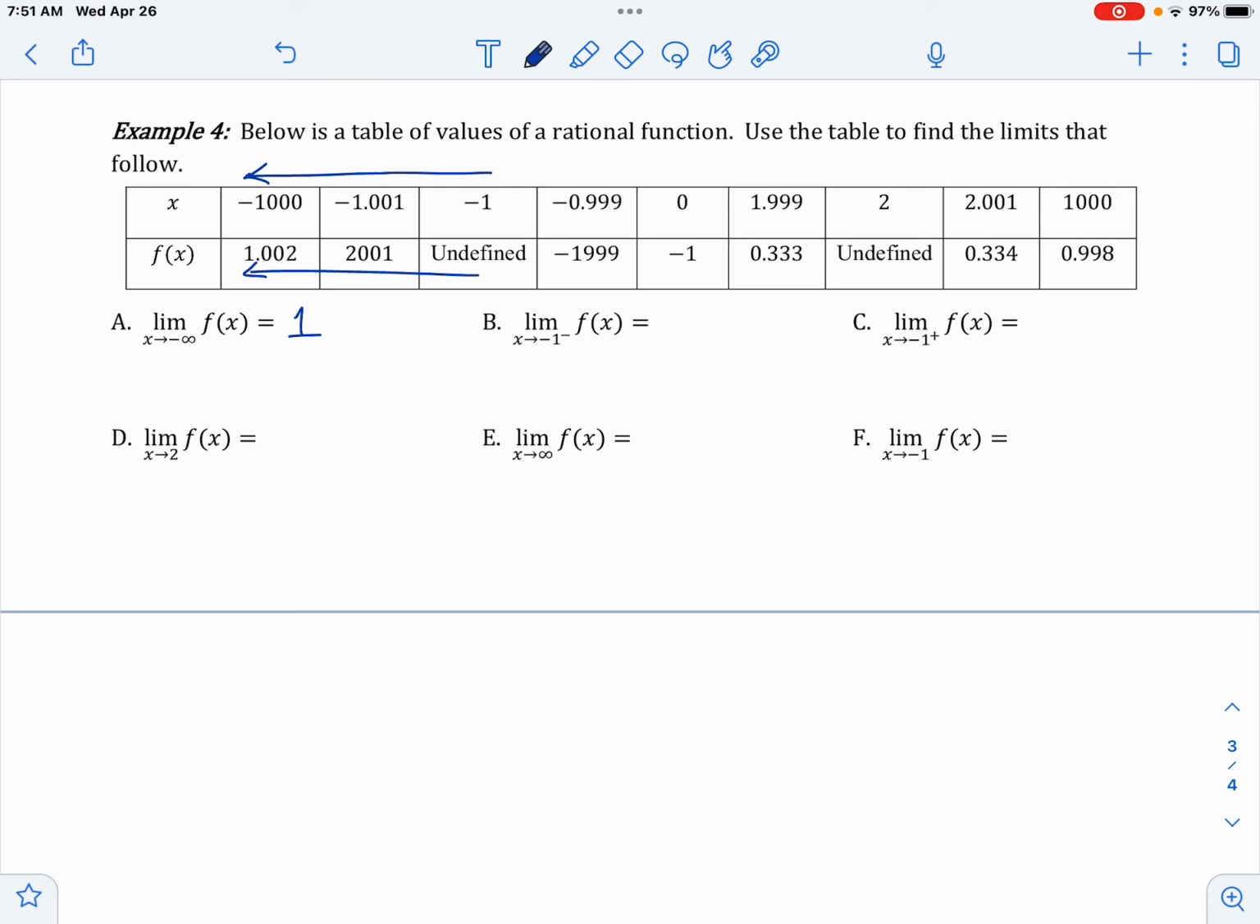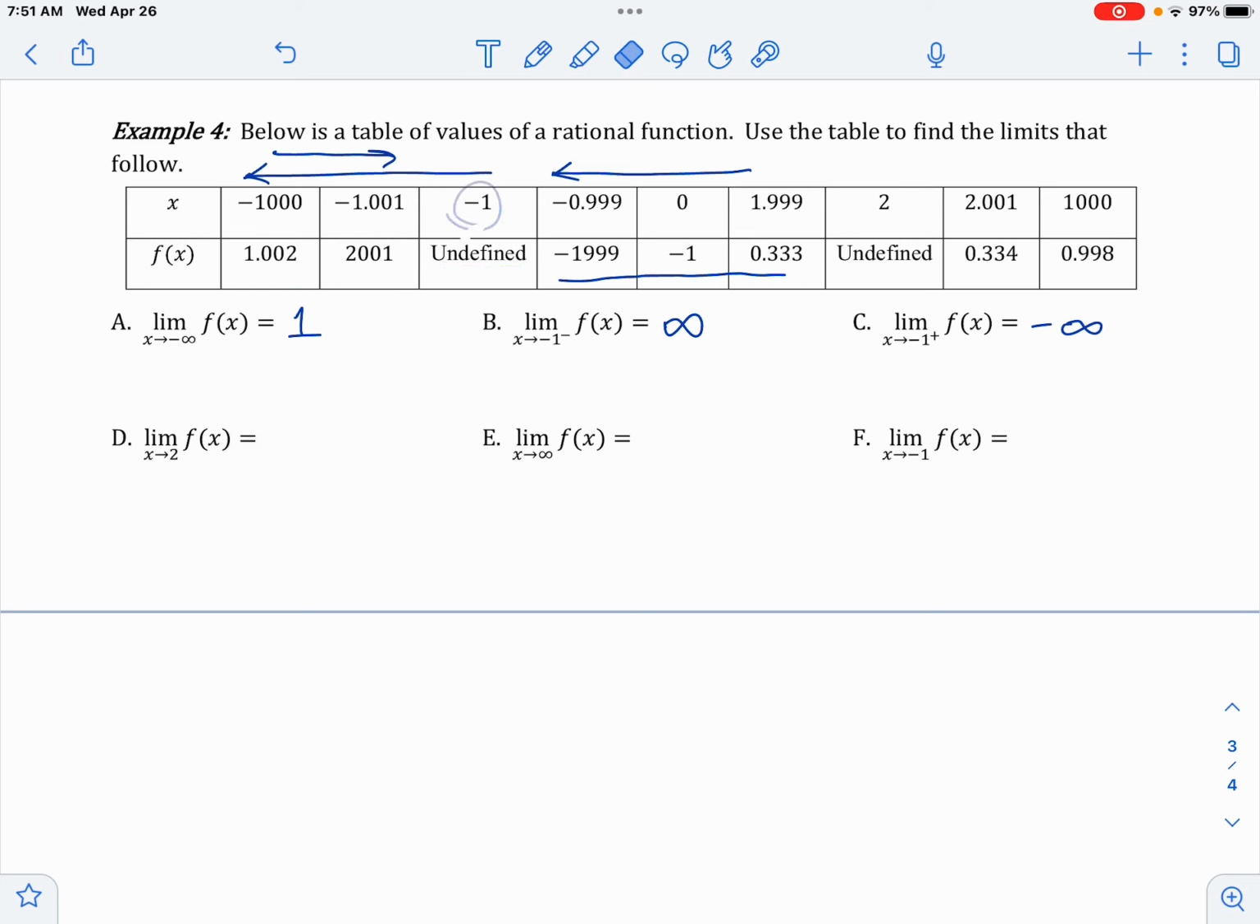The limit as x approaches negative 1 from the left. So here's negative 1, I'm going to approach it from the left, so I'm looking at these values. So 1.002, 2001. So notice they're getting very, very big, and then it goes to undefined. So there's an asymptote there. So I'm approaching positive infinity. The limit as x approaches negative 1 from the right. So I look this way. So I have 0.33, negative 1, negative 1,099. So the numbers are getting very small very quickly. So negative infinity.